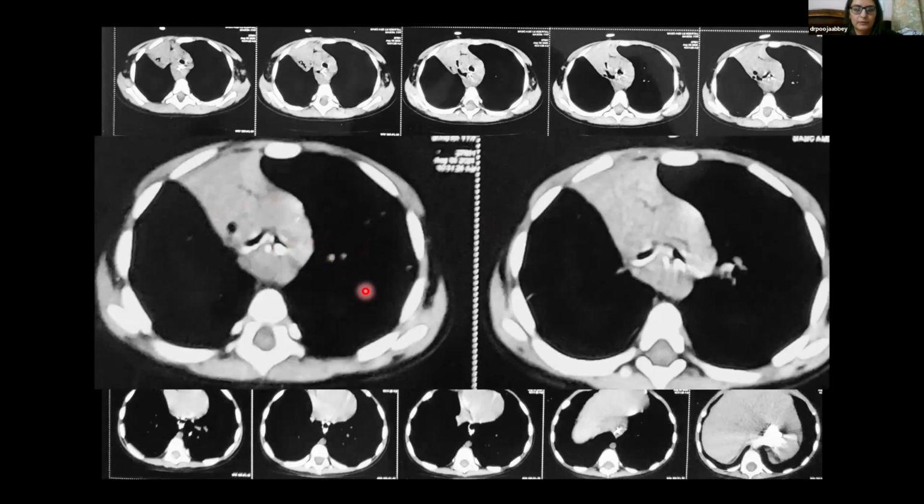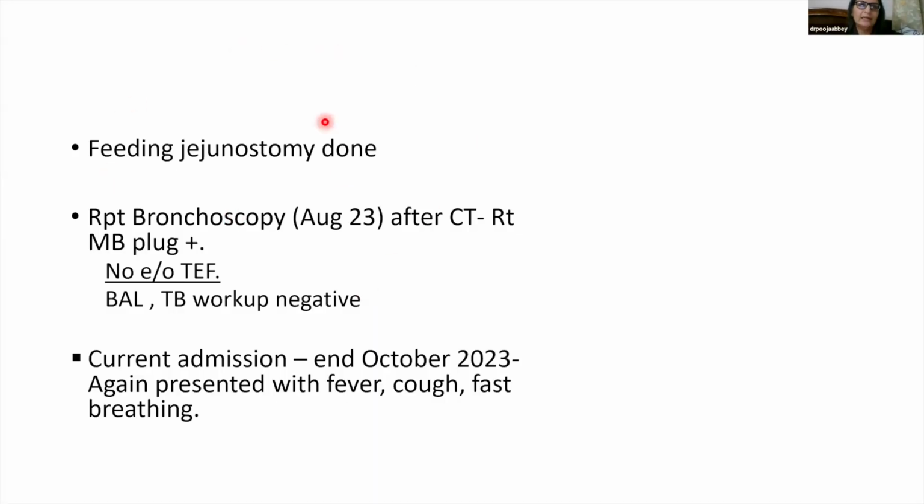Then the child needed a feeding jejunostomy because of malnutrition and other feeding issues, so that was done. Then in August of 23, just after the CT, they did a repeat bronchoscopy at our institution, and they could not really find a tracheoesophageal fistula. So I think they just continued with the ATT, though the TB workup was still negative. They discharged the child.